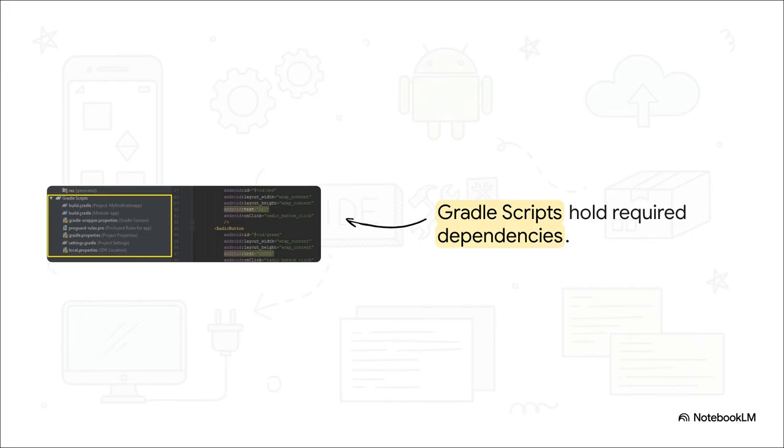Finally, down at the bottom, we have the Gradle scripts folder. This is literally the engine room of your app. These scripts contain the configuration info and all the required dependency files you need to actually build and run the application. Just a quick word of warning here, if you have errors down in your Gradle scripts, your app is going to fail to install entirely. So keep this engine room clean.